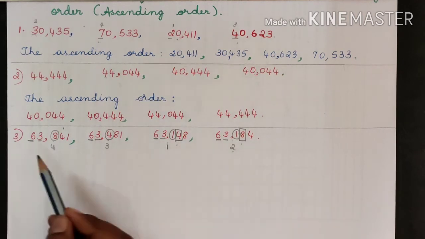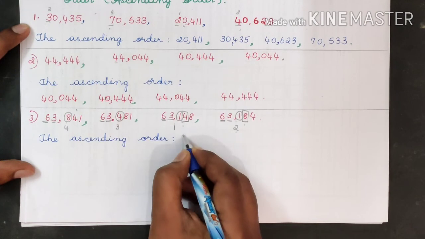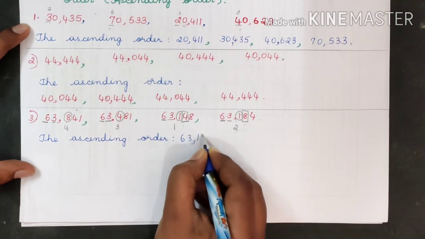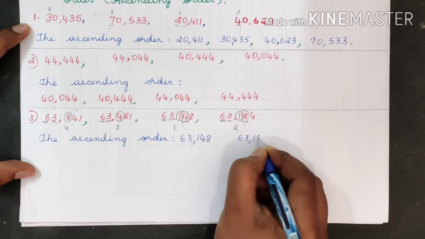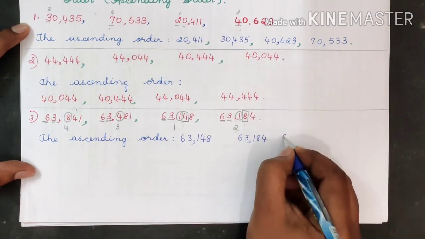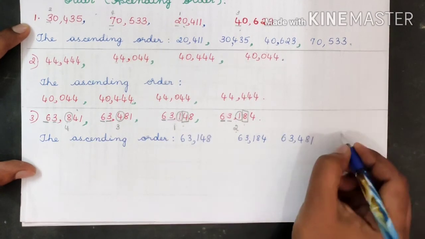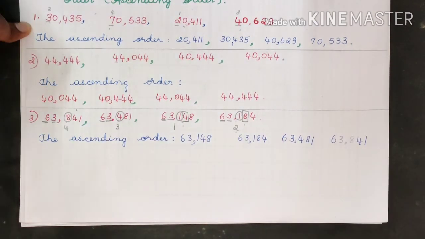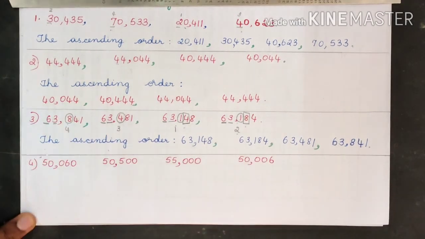Let us look at the numbers and arrange them in ascending order. First one 63,148. Second 63,184. Third one 63,481 and last is 63,841. Fourth question: 50,060, 50,500, 55,000 and 50,006.